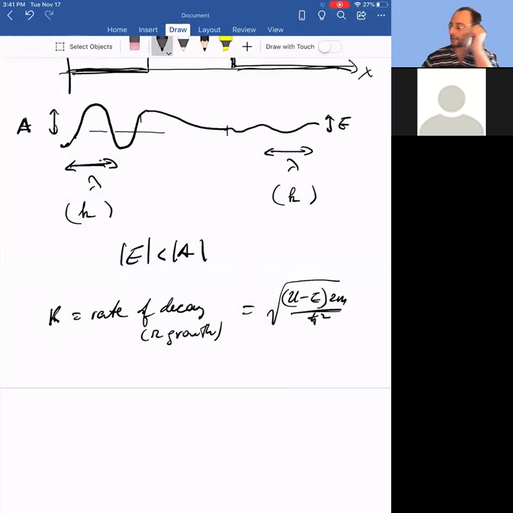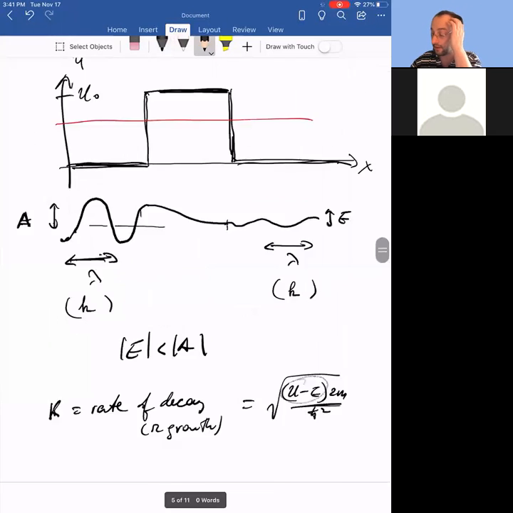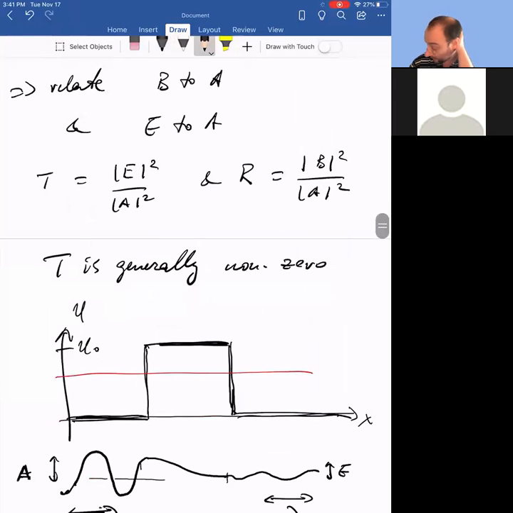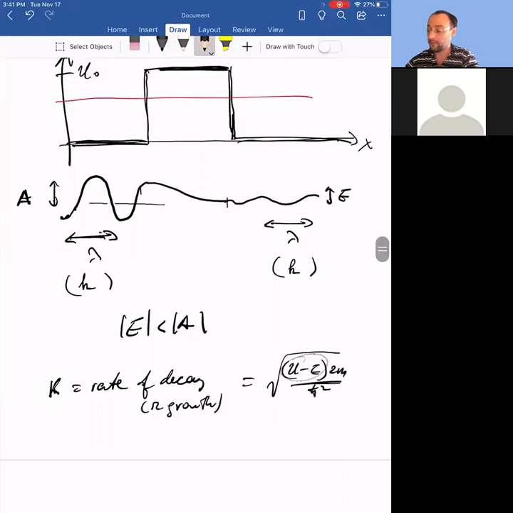And so you can see that if U is much greater than E, it will decay faster, right? So the rate of decay will be larger. And if U is not much larger than E, if U minus E is not as big as if it was bigger, then the rate of decay is smaller. So there's more wave left after the barrier, right?